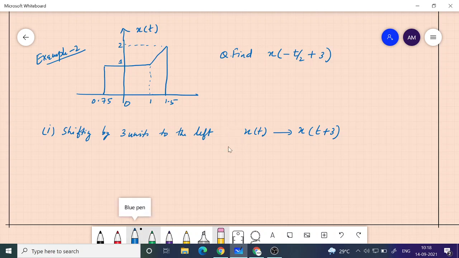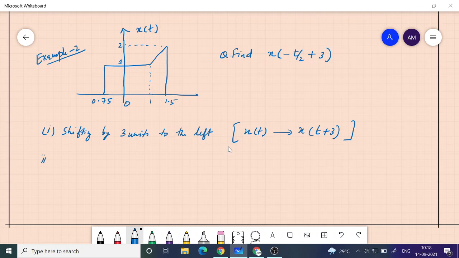Shifting to the left means advancing, and advancing means t will be changed to t plus 3. That is the first thing I will get. So I will get x of t plus 3, half done, or one portion is done. Earlier it was x of t, now it is x of t plus 3.